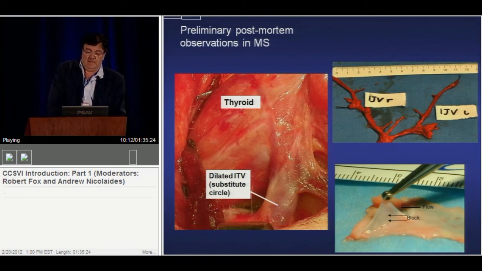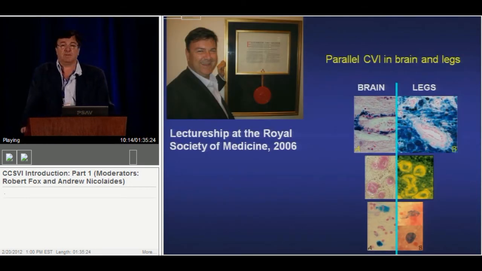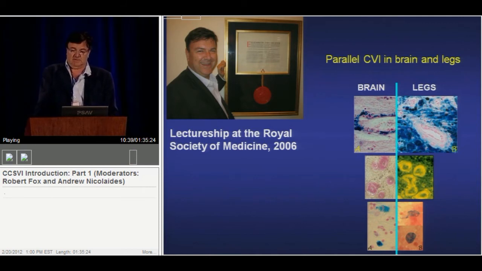And so, in a lectureship at the Royal Society of Medicine in 2006, I tried to propose, in a very provocative way, a parallel between MS and chronic venous disease of the legs. And this was mainly based on histology. You may see that there is extravasation of red blood cells here. This is MS, and this is in the chronic venous disorder of the leg.